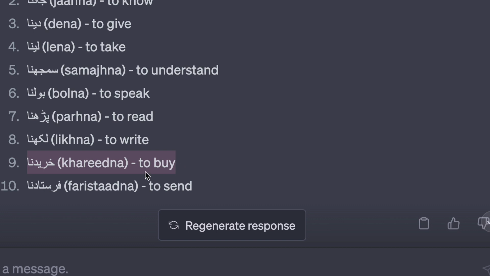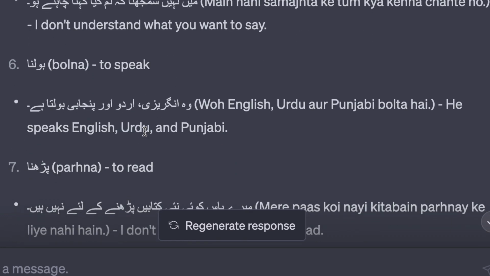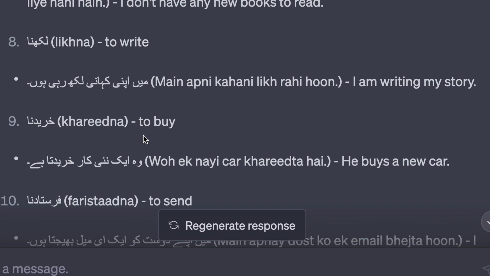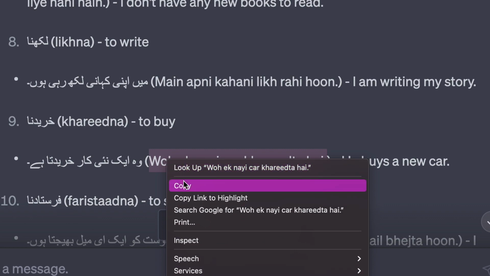Okay, now let's see the ninth verb, which is Haridna. Haridna. The ha sound is coming from the back of the palate. Haridna. Okay. So Haridna means to buy. वो एक नई कार खरीदता है. वो एक नई कार खरीदता है. वो means he. एक means one.